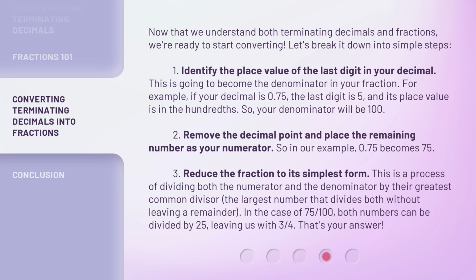This is a process of dividing both the numerator and the denominator by their greatest common divisor, the largest number that divides both without leaving a remainder. In the case of 75/100, both numbers can be divided by 25, leaving us with 3/4. That's your answer.